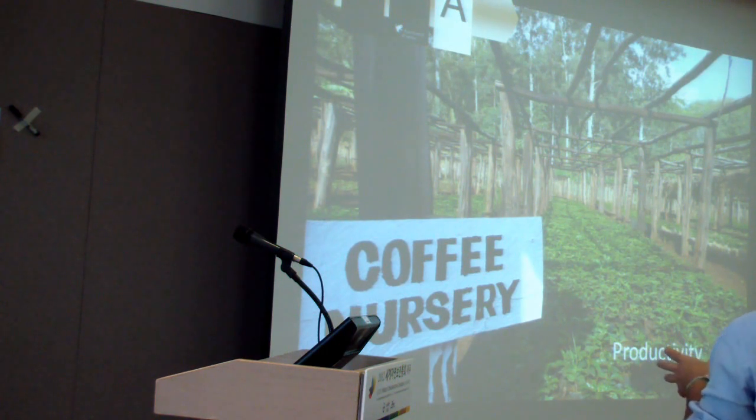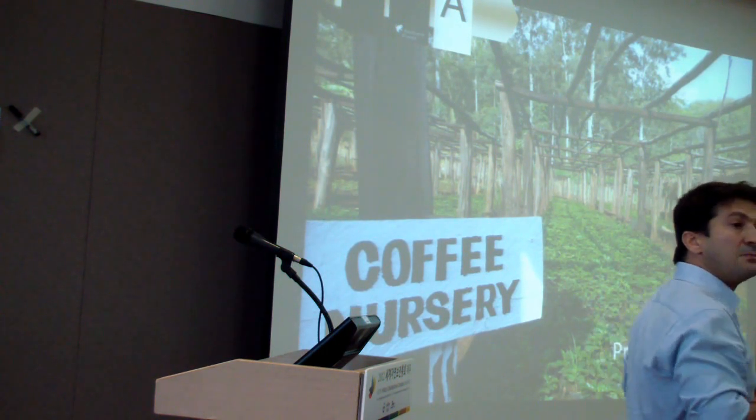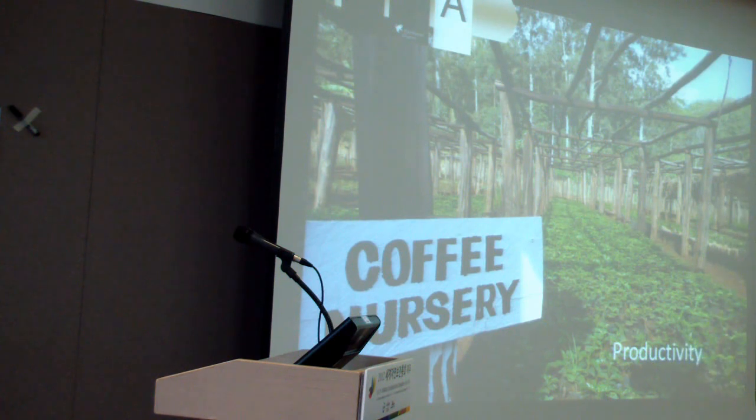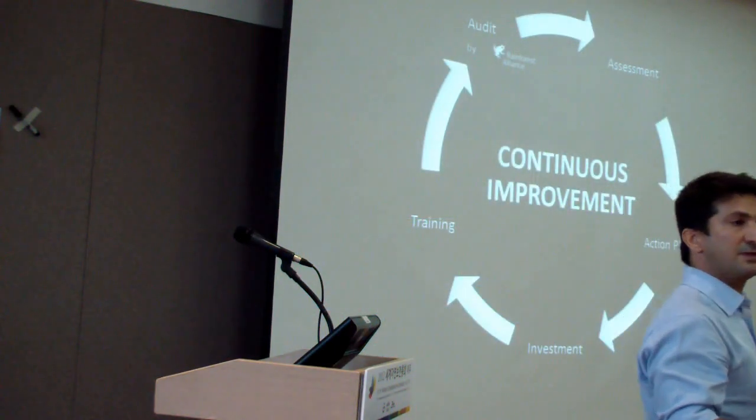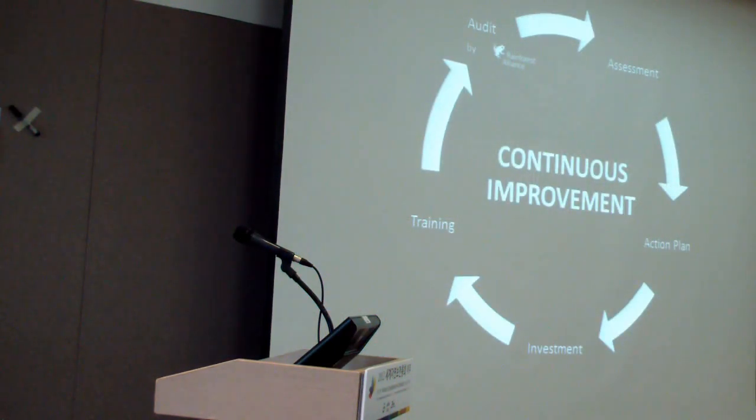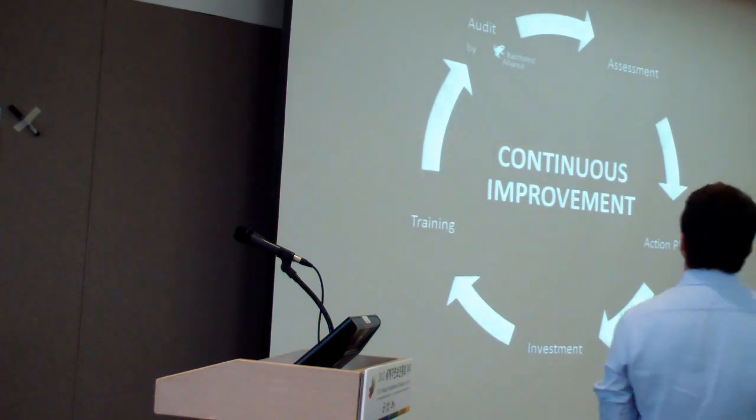In the productivity part is where the farmer can most leverage to increase his income. So we work in agriculture best practices like renovation, pruning, but also farm management. The AAA program is about continuous improvement. Every year we assess a number of farms, we create action plans, we plan for investment, we give trainings, and Rainforest Alliance will come to do audits in the farms.